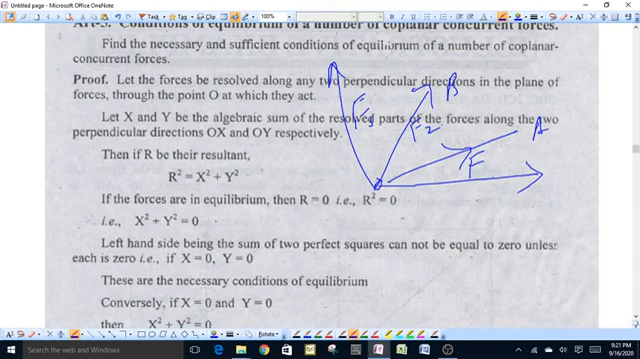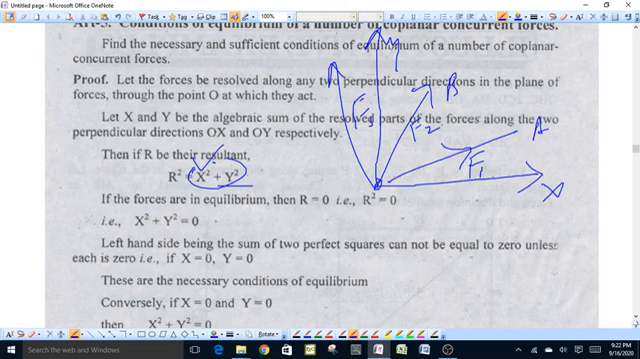We take a direction OX as x-axis and a perpendicular direction OY as y-axis and resolve all the given forces along x-axis and y-axis. Suppose that the algebraic sum of all the x components of the given forces is equal to capital X, and the sum of y components of all the given forces along y-axis is equal to capital Y, then their resultant R squared will be equal to X squared plus Y squared.